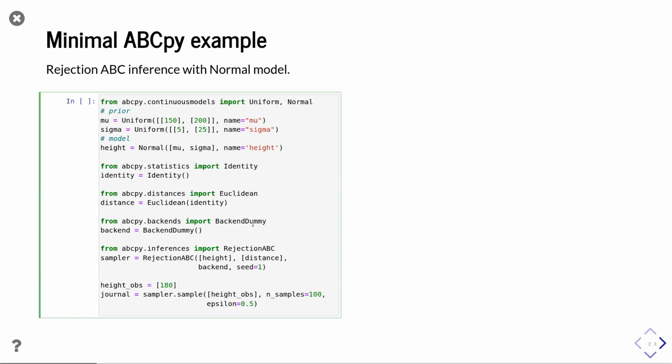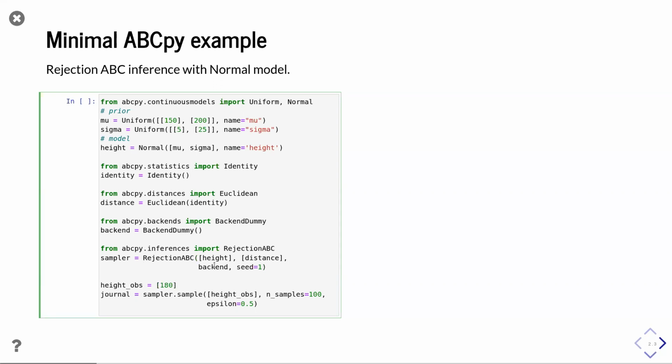The last, and probably more important, step is defining the rejection ABC scheme and using it to perform inference. You see the rejection ABC scheme is also an object-oriented framework, so you need to instantiate it with this line here. You instantiate the rejection ABC scheme, passing into it the model, the distance object which you defined, and the backend. And of course, you can also pass a random seed to ensure reproducibility of the random number generator.